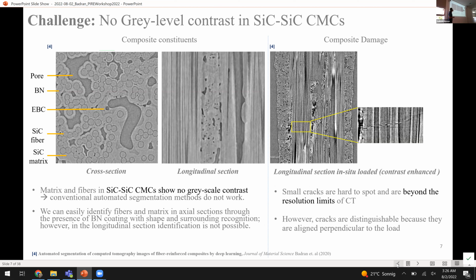It's very easy to distinguish where the fibers, the pores, and the environmental barrier coating are in a cross-sectional view. But when you look at a longitudinal view, you're really clueless as to what you're looking at. Yeah, you can guess that these are pores and EBC, but then you can't differentiate between a matrix and a fiber. And that actually becomes more important to see where the cracks propagated, whether it's in a matrix or a fiber. So the challenge here is real, where there is no gray level contrast between those fibers and matrices.